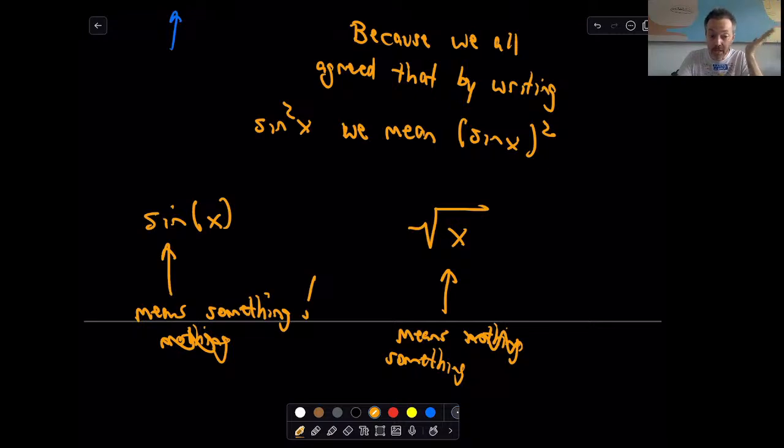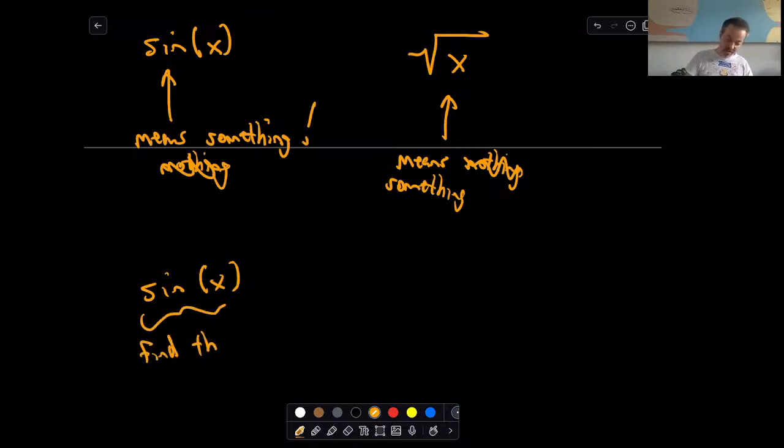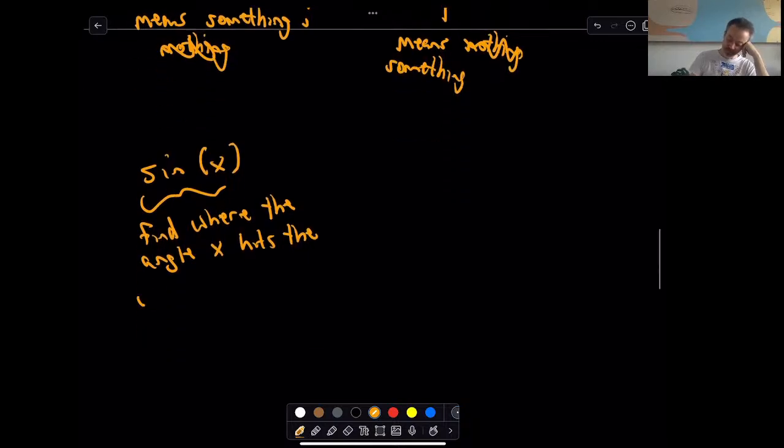No, there's nothing different about an x inside of a sine function. There's nothing at all. To me, when it says sine of x, all this means is find where the angle x hits the unit circle, and then it says what is that y value.